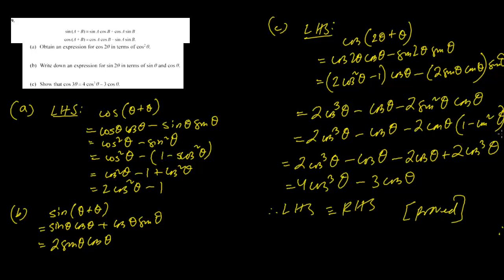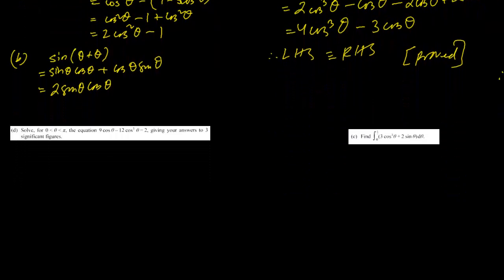The next question, question number D. Question number D says solve this equation. We have 9 cos theta minus 12 cos cubed theta equals 2. Obviously we cannot solve this equation directly, so we have to use the previous sum somehow. In the previous sum we proved 4 cos cubed theta minus 3 cos theta. Instead of this whole thing we can write cos 3 theta. So we're going to use that, otherwise we cannot solve this.